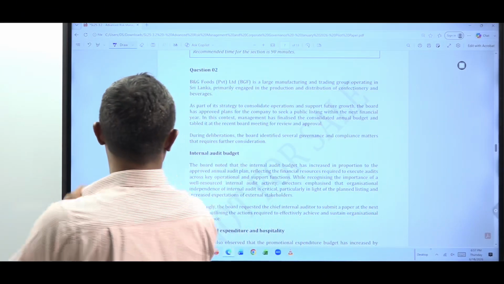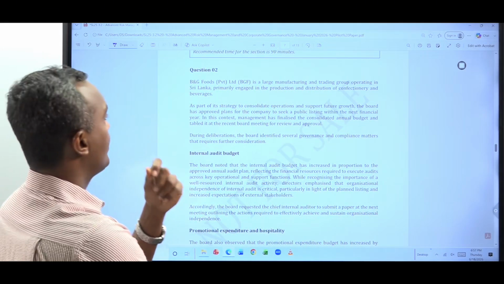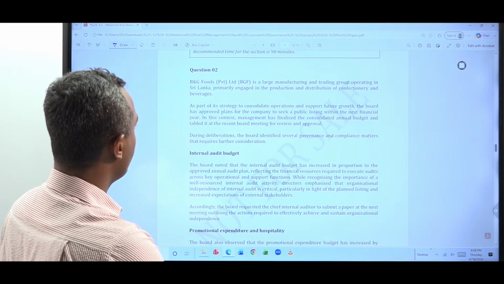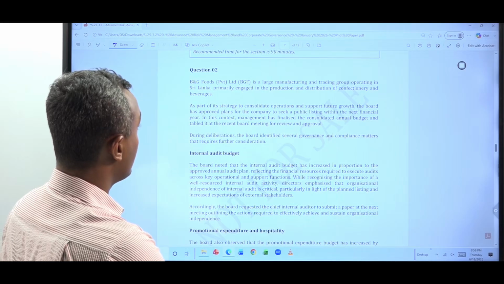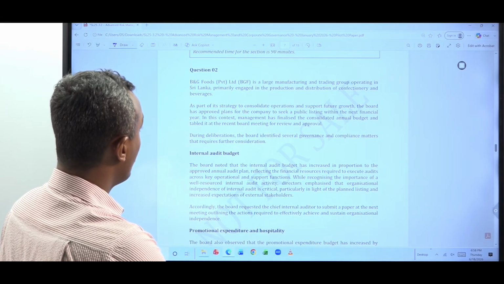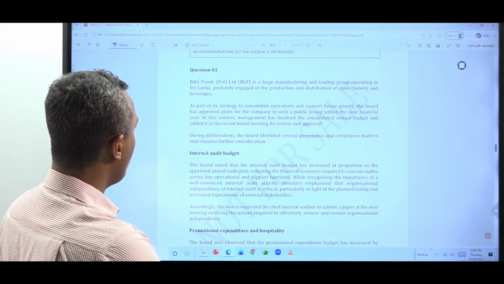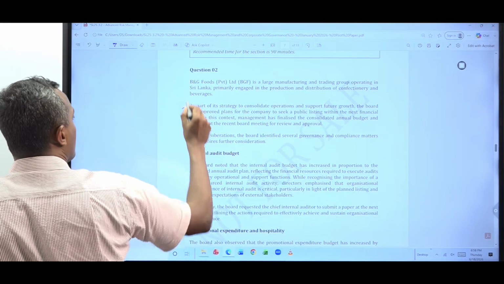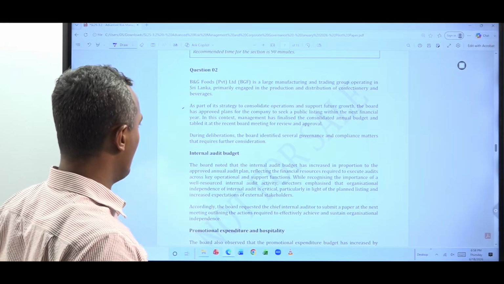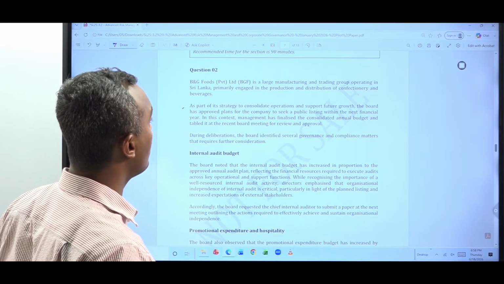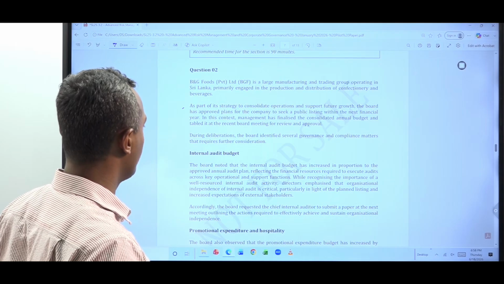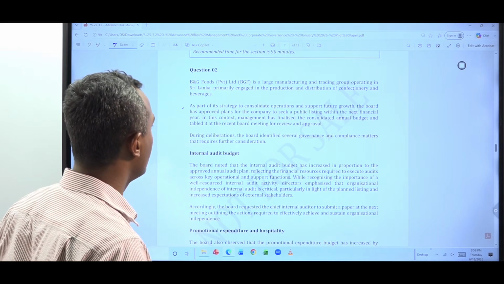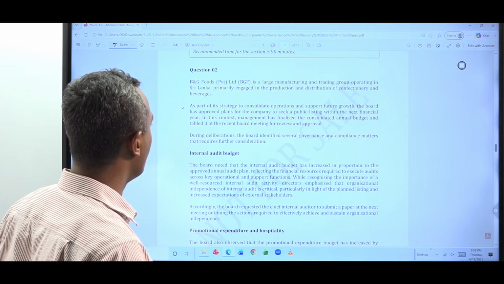So now B&G Food is a large manufacturing and trading group operating in Sri Lanka, primarily engaged in production, distribution, and confectionery and beverage. Right? It's a trading group. So they operate in confectionery and beverage. As a part of the strategy to consolidate operations and support future growth, right? The board has approved a plan for the company to seek a public listing within the next financial year. In this context, management has finalized the consolidated annual budget and tabled it at the board meeting.